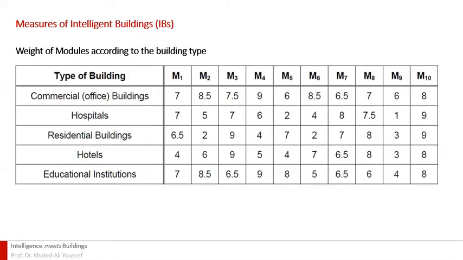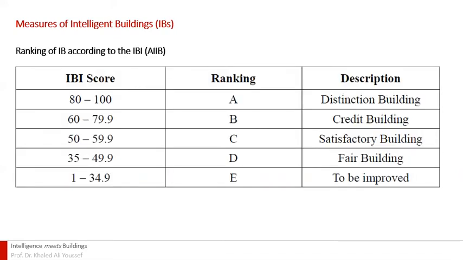The Asian Institute of Intelligent Buildings, or the AIIB, assigned a relative weight for each module according to the building type. As an example, for commercial buildings or office buildings, the relative weight of M1 is 7 and the relative weight of M2 is 8.5. In hospitals, the relative weight of M1 is 7 and the relative weight of M2 is 5, etc.